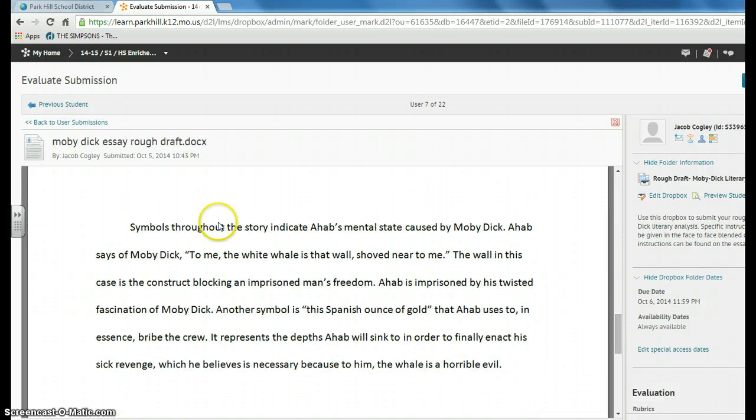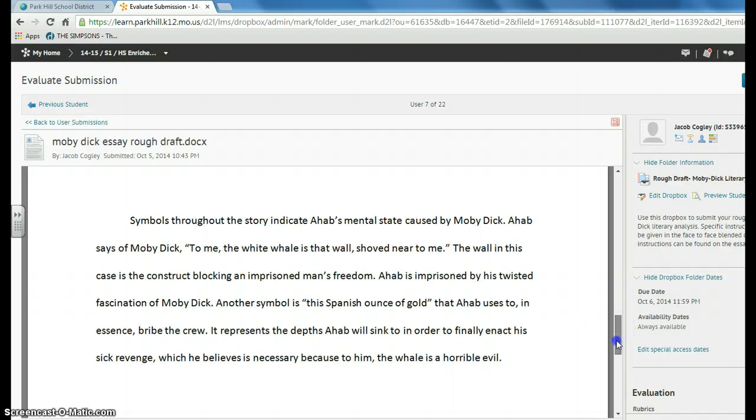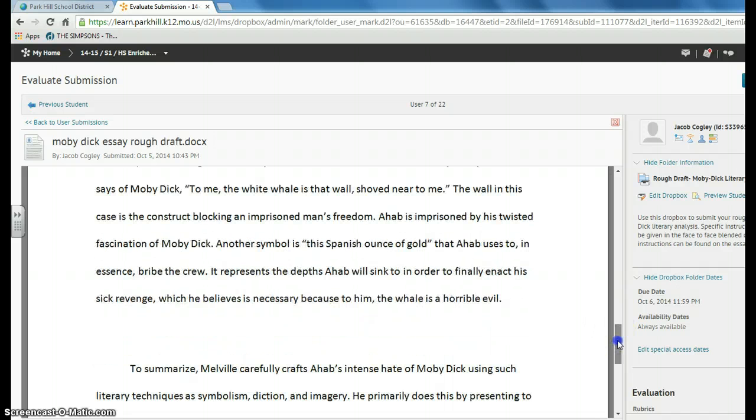Finally, I would like to see a little bit better transition for the third paragraph. You may say, in addition to imagery, or to diction and imagery, Melville also uses symbols throughout the story to indicate Ahab's mental state. Again, I need to see 3 specific examples with the in-text citations in order for that to meet the requirements of the paper.